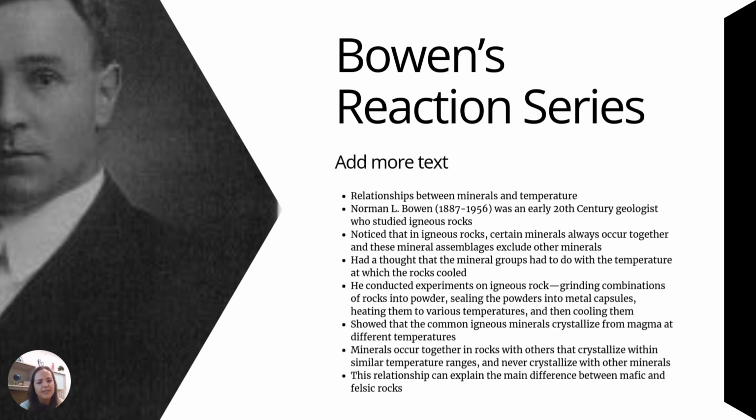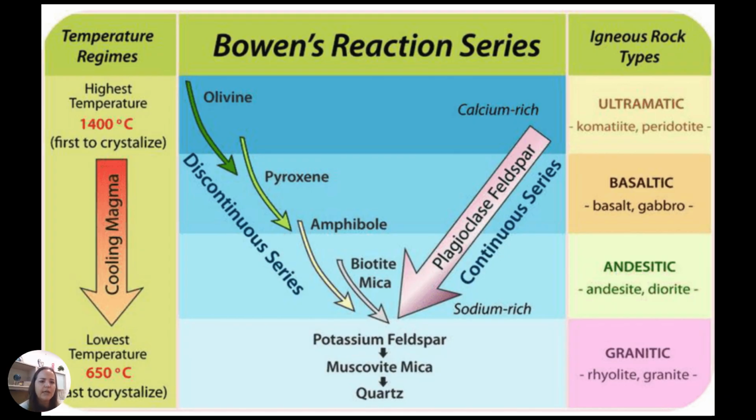So the Bowen's reaction series, we've looked at already once with minerals, but we're bringing it back. This is where minerals are crystallizing out of a magma. Norman Bowen developed this after he was studying igneous rocks. He noticed that certain minerals under certain conditions would crystallize or melt faster than others. So he ran some experiments to look at the differences and created what we call today the Bowen's reaction series. Okay, and this shows us that depending on the temperature, we're going to see different crystals crystallizing and or melting.